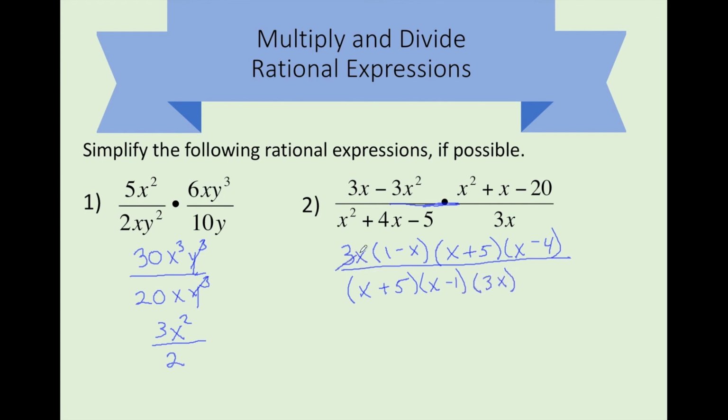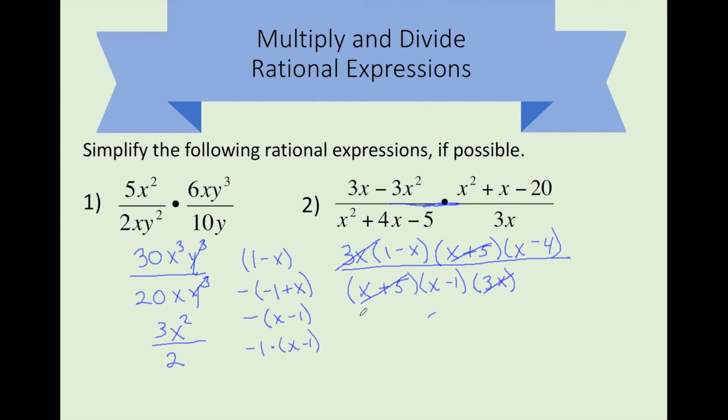Okay, cross off 3x, 3x, cross off x plus 5, x plus 5. Now we're left with 1 minus x over x minus 1, and x minus 4. These two look similar. What I'm going to do is take a negative out of 1 minus x, and it becomes negative 1 plus x. If I flip that around and write it how we're used to seeing it, it becomes negative and then x minus 1. It's really negative 1 times x minus 1.